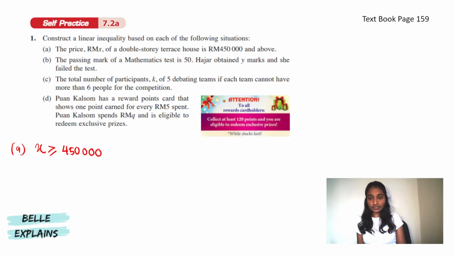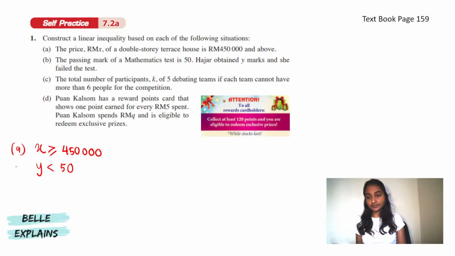450,000. Next one. The passing mark of a mathematics test is 50. Okay, so if you have to pass it, you have to be more than or equal to 50. Hajar obtained Y marks and she failed the test, which means that hers is lesser than 50. It doesn't include 50. So this one would be Y is lesser than 50.